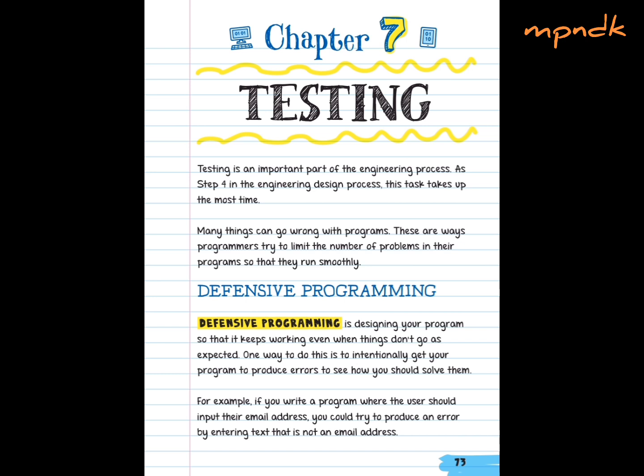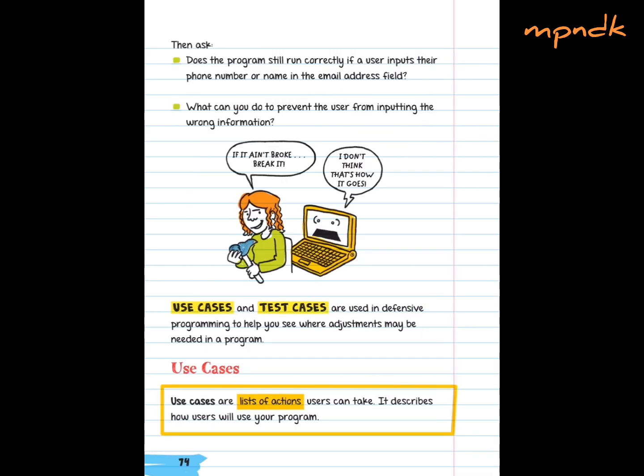Defensive programming. Defensive programming is designing your program so that it keeps working even when things don't go as expected. One way to do this is to intentionally get your program to produce errors to see how you should solve them. For example, if you write a program where the user should input their email address, you could try to produce an error by entering text that is not an email address. Then ask, does the program still run correctly if a user inputs their phone number or name in the email address field? What can you do to prevent the user from inputting the wrong information?